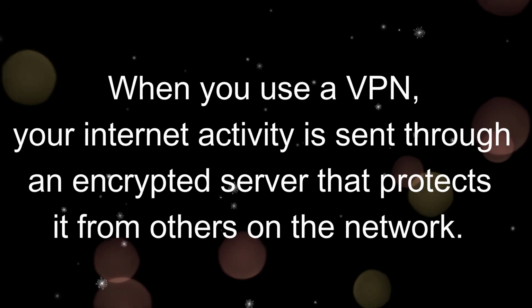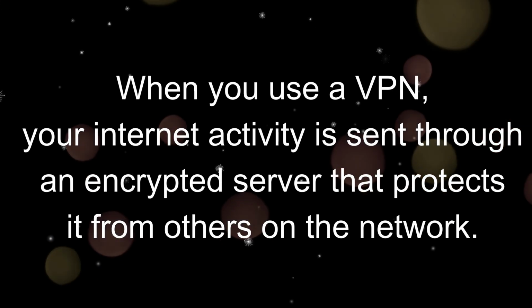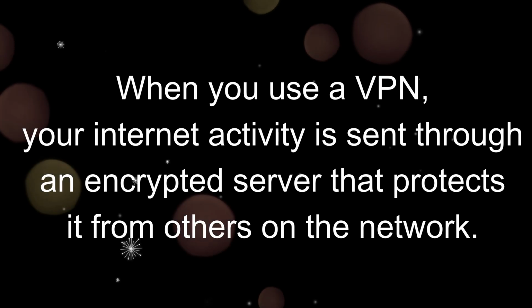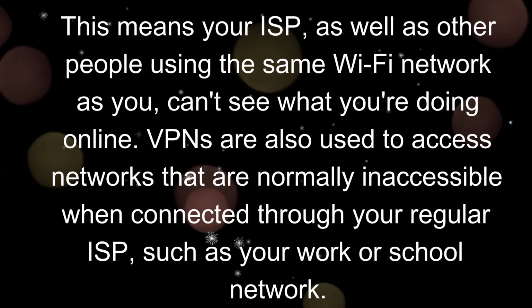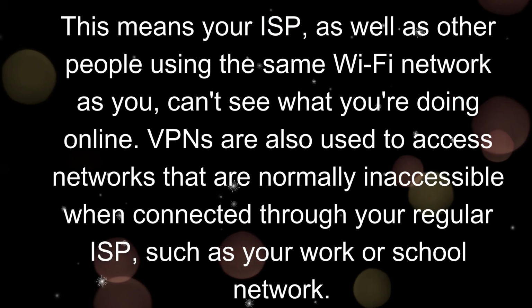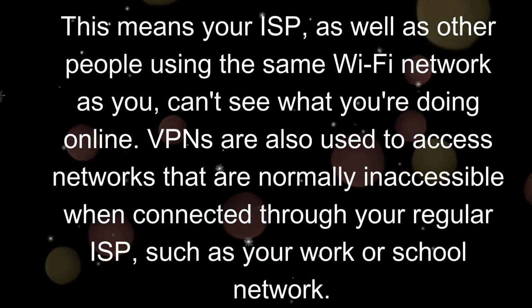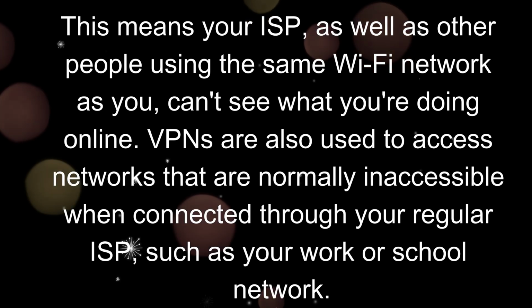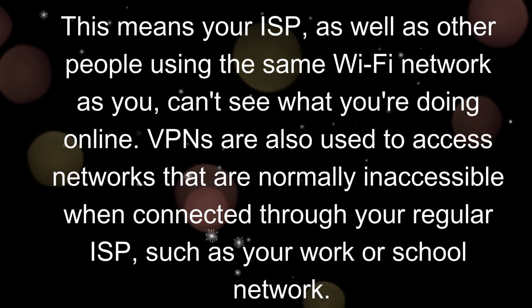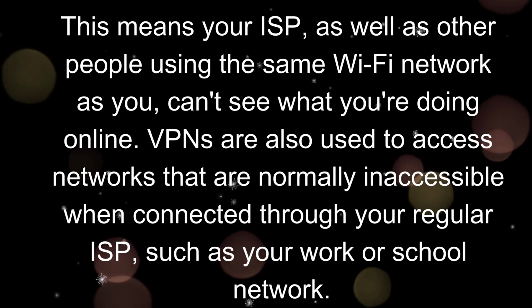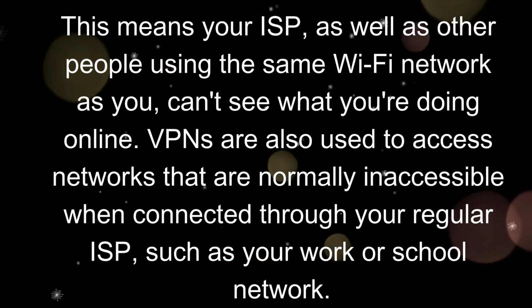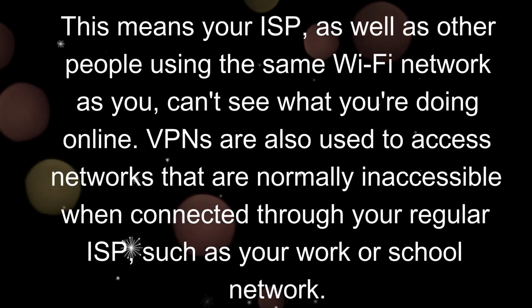When you use a VPN, your internet activity is sent through an encrypted server that protects it from others on the network. This means your ISP, as well as other people using the same Wi-Fi network as you, can't see what you're doing online. VPNs are also used to access networks that are normally inaccessible when connected through your regular ISP, such as your work or school network.